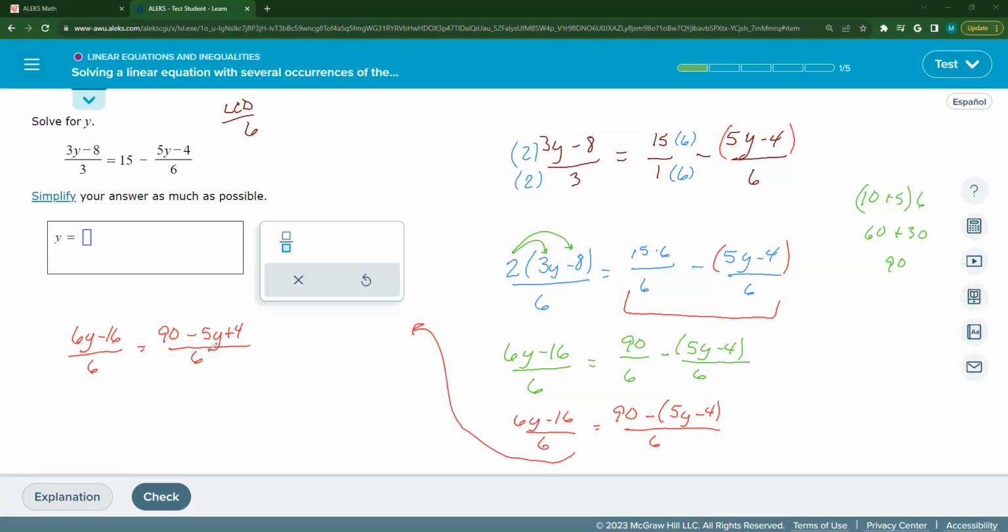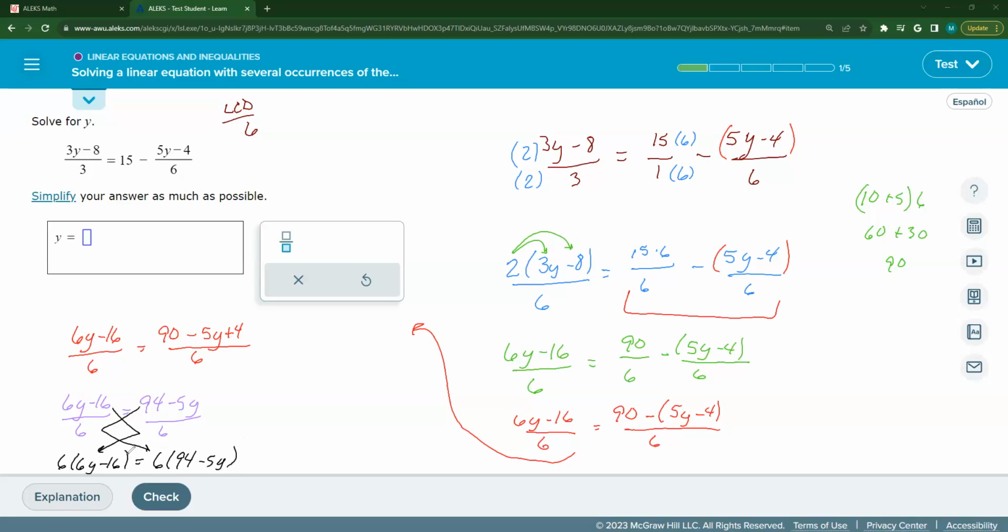Now, when you have a fraction equals a fraction, the denominators are the same, so I could just solve the top. The only time I'm allowed to cross multiply is when I have a fraction over a fraction. I have not finished simplifying though. So I have 6y minus 16 over 6 equals 94 minus 5y over 6. And if I cross multiply, this is going to become 6 times 6y minus 16 equals 6 times 94 minus 5y.